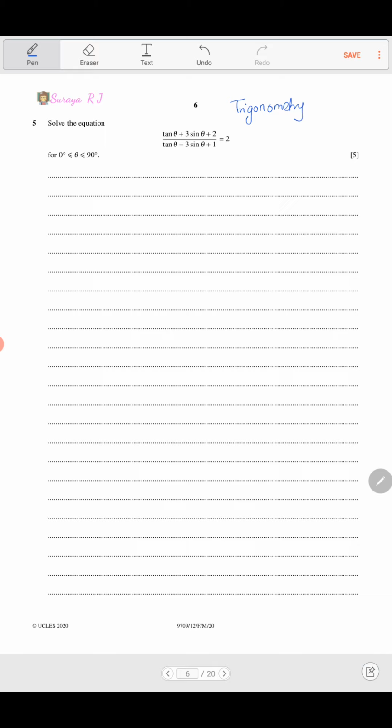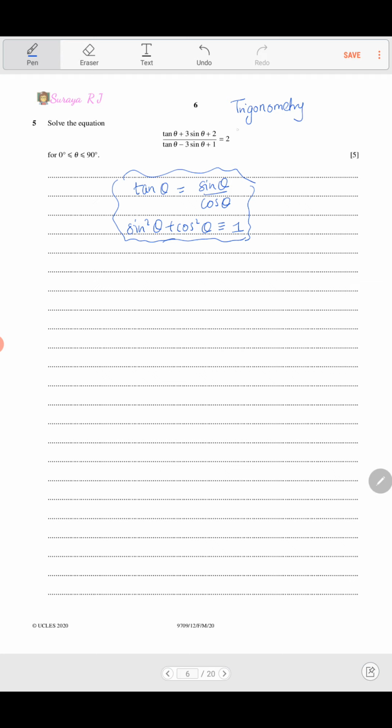And for trigonometry paper 1, any question can be solved using only these two. Tan theta is equal to sin theta over cos theta, and sine squared theta plus cos squared theta is equal to 1. So these two are enough to tackle any question for trigonometry paper 1. You don't need to use compound angle or double angle formula. These will be used in trigonometry paper 3.